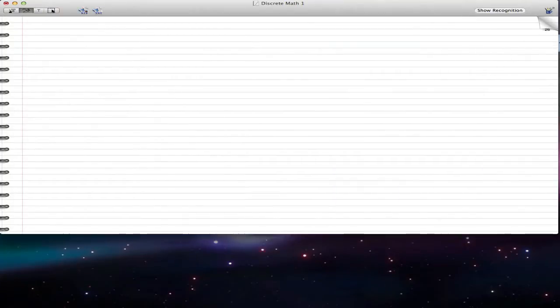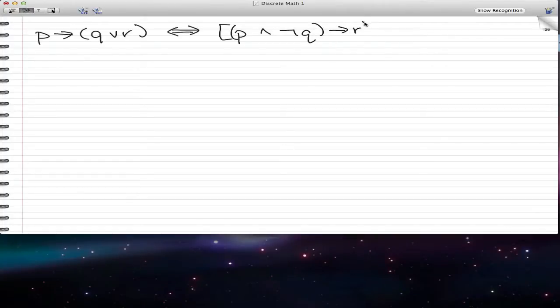One last question. P implies Q or R is logically equivalent to P or negated Q implies R. So what we're trying to show here is that this is logically equivalent to that. And how I'm going to do this is I'm going to turn this statement exactly into that statement. So let's just start off. P implies Q or R, right?